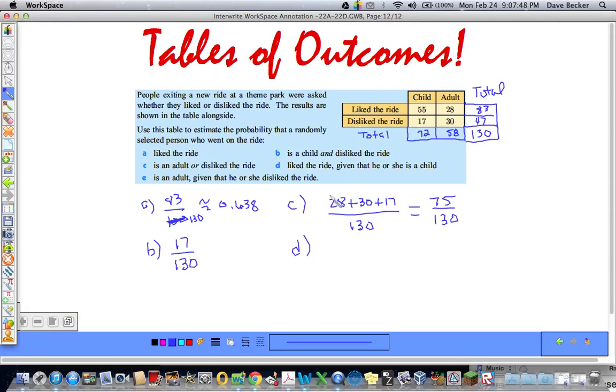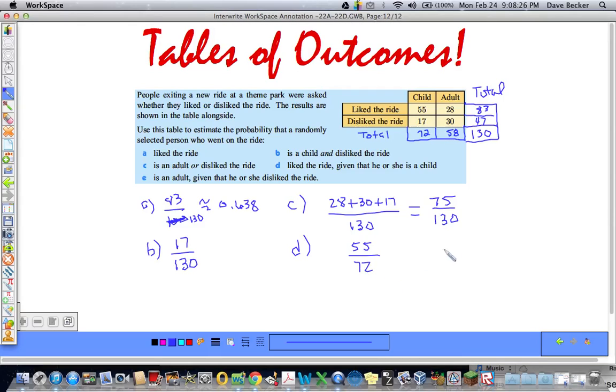D, like the ride, given that he or she is a child. Okay, so we know it's a child and we know they like the ride, so that's this number right here. It's only the 55. But the denominator is going to change. The denominator is going to be 72 because we are given that the person is a child, and the number of children we had is 72, so that excludes all the adults, so that would be 55 out of 72.